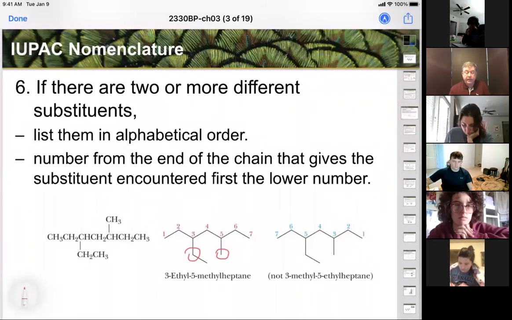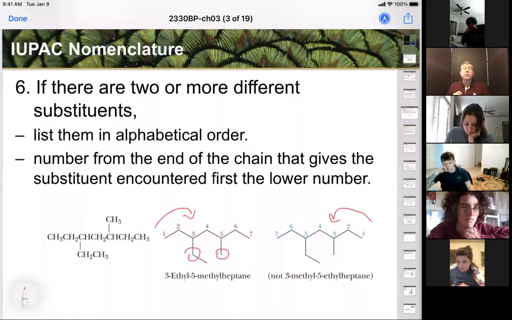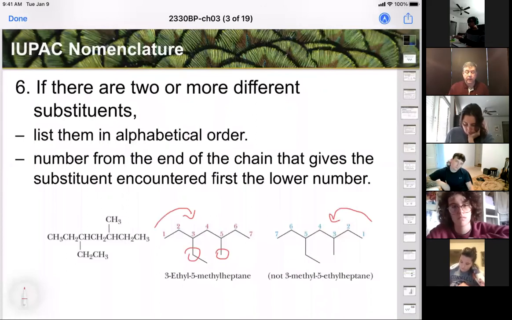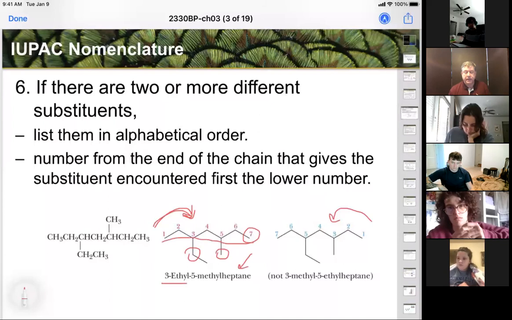Okay, if we number from this side here, the ethyl group is on the 3. If we number from this side over here, the methyl group is on the 3. So the first substituent is on the same number. However, ethyl comes before methyl in alphabetical order. Therefore, we're going to number it from the side that gives us the lowest substituent first and the lowest alphabetical second. So in this case here, the correct name would be 3-ethyl-5-methyl, and we have a long chain of 7, so that's heptane.